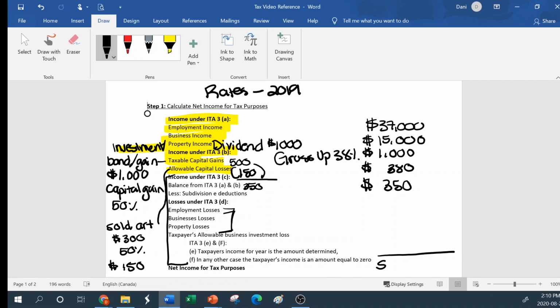So now we can go ahead and total up, okay, well, what is our net income? Our net income for tax purposes. So we will just add the $37,000, the $15,000, plus $1,000, plus $380, plus our $350, and we get a grand total of $53,750. So that is our net income for tax purposes. So that's everything we made in the year.